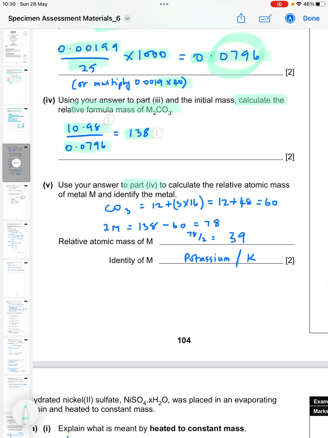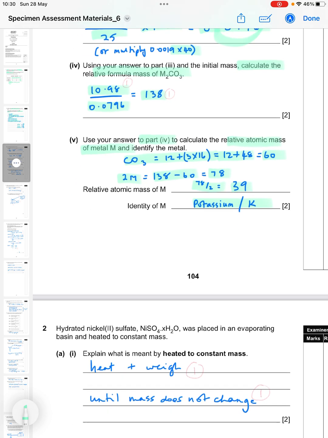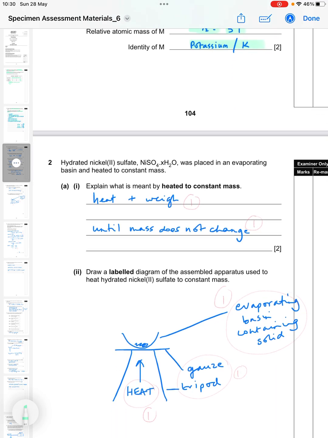So then use your answer to part 4 to calculate the relative atomic mass of metal M and identify the metal. So I've just worked out here that carbonate is 12 for the carbon, 3 times 16 for the oxygen. So 12 plus 48, which is 60. So 2M is 138. Take away that 60, which is 78. So the relative atomic mass of M is 78 divided by 2, which is 39. Then the identity is potassium. So you look it up. Relative atomic mass of potassium is 39.